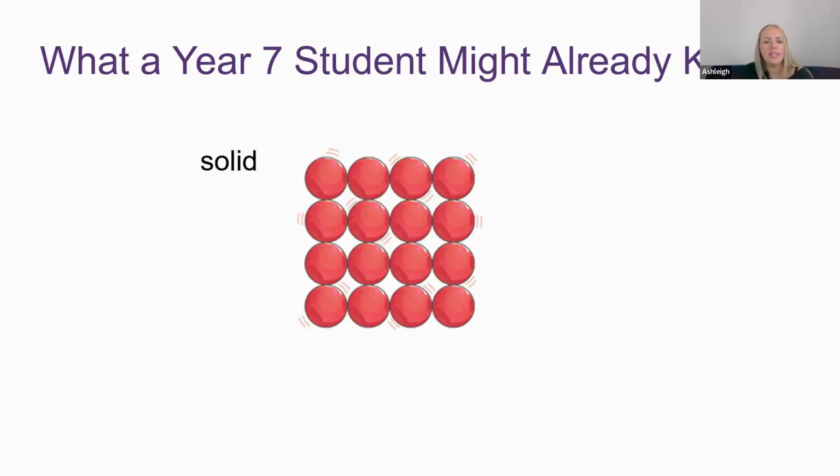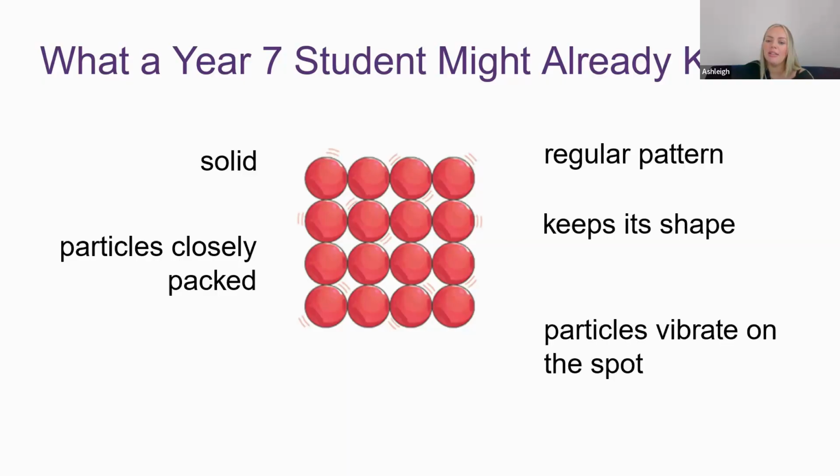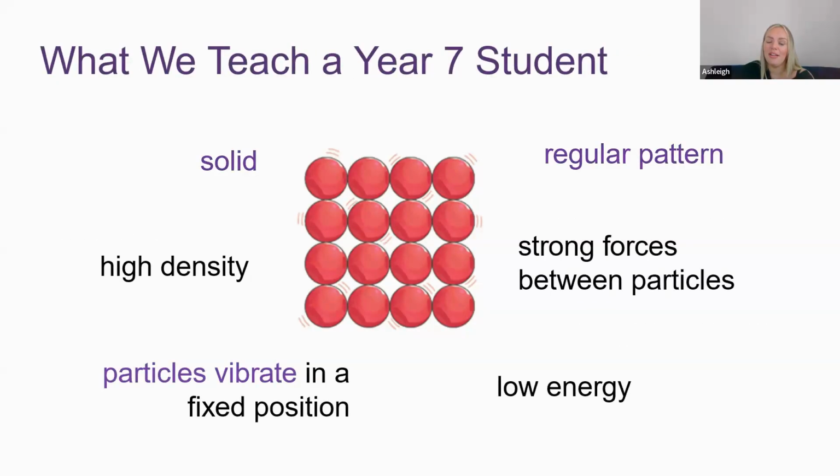So might already know that this is particles of a solid. The particles are closely packed. They're arranged in a regular pattern. The solid will keep its shape and particles vibrate on the spot. Now from that, we don't need to reteach that this is a solid in a regular pattern with particles that vibrate. We need to add to this that this has low energy, there are strong forces between the particles, and it has high density. So like before, in purple, I've highlighted the foundations that our students should come to us with following the Key Stage 2 curriculum.